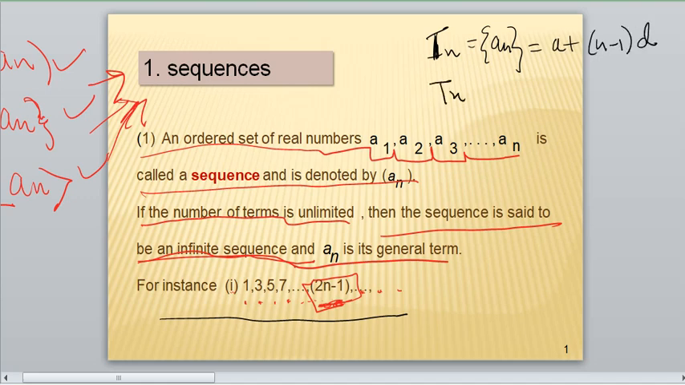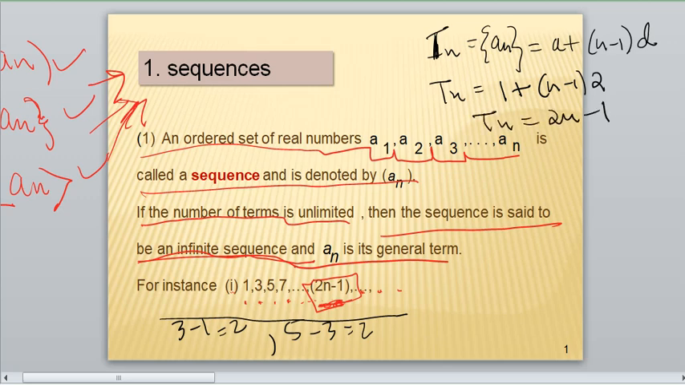Here Tn will be equal to a, the first term, which is 1, plus n minus 1 times the common difference, which is 2. How 2? If you do 3 minus 1, you get 2. Then 5 minus 3, you get 2, and so on. So from here Tn is 2n minus 1. You can multiply that out and check it. This type of sequence which will continue is called an infinite sequence.